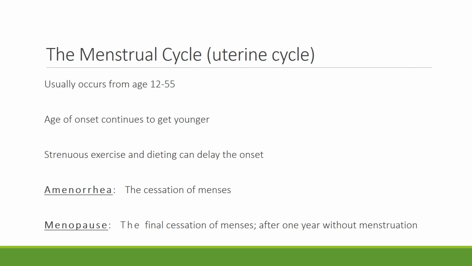The menstrual cycle usually begins about the age of 12, although that continues to get younger, and lasts until about age 55. Things like strenuous exercise and dieting can delay the onset of the menstrual cycle. The term amenorrhea means the cessation of menses. Women who have missed at least 3 menstrual cycles in a row have amenorrhea. The most common cause of amenorrhea is pregnancy. The term menopause means the final cessation of menses. It's after 1 year without a menstrual cycle.